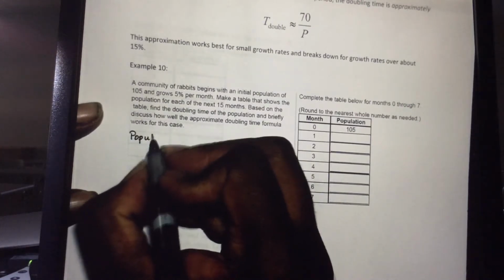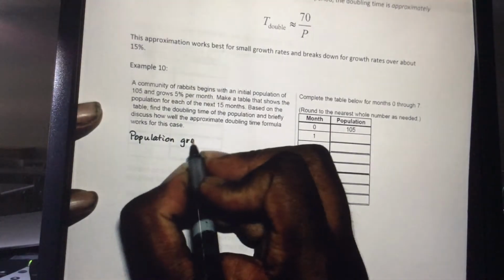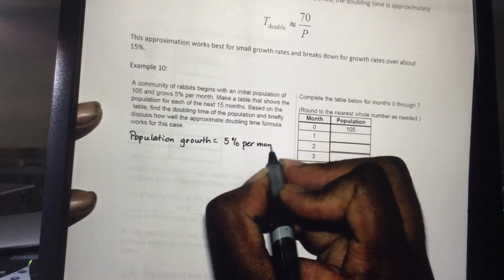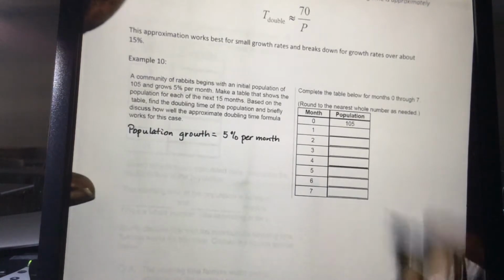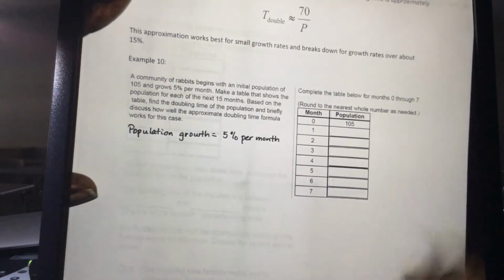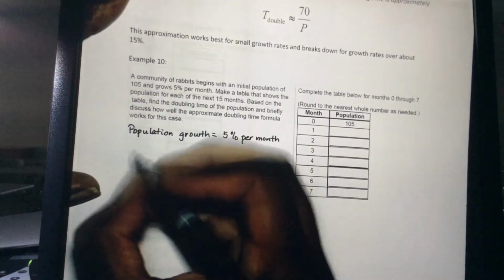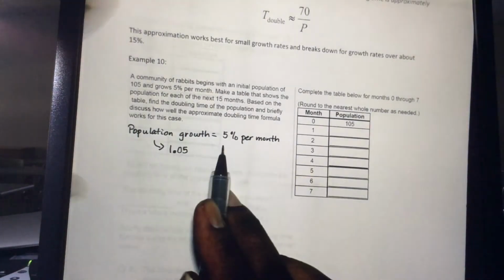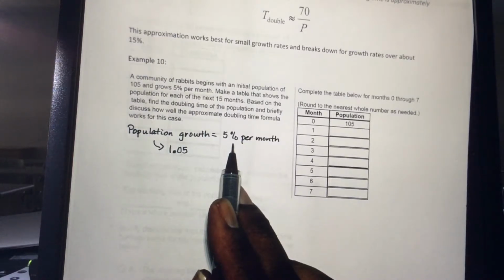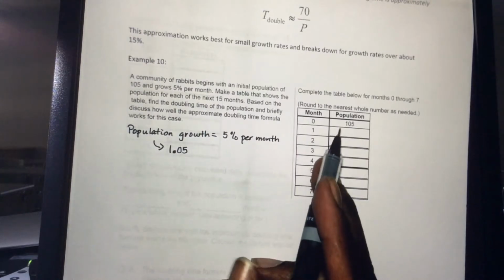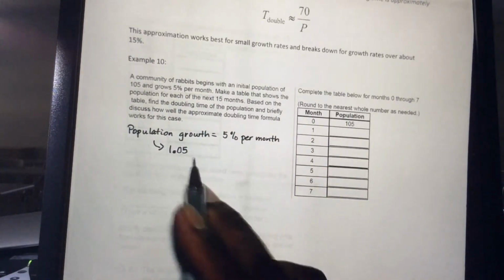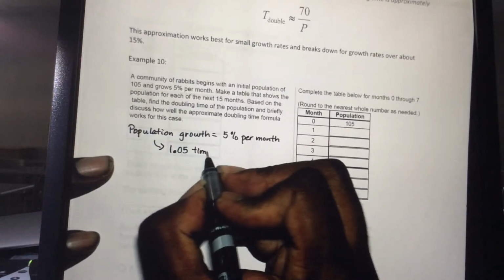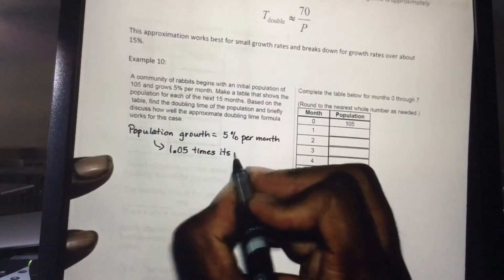Now here I know that the population growth is 5% per month. Okay. Now we know that the population increases by 5% per month. That means your population growth is going to be this number, 1.05. Because 5% as a decimal will be 0.05. And we have to add that to the initial population here. So it's got to be 1 plus that 5%, or 1.05. So it'll be 1.05 times its previous value.